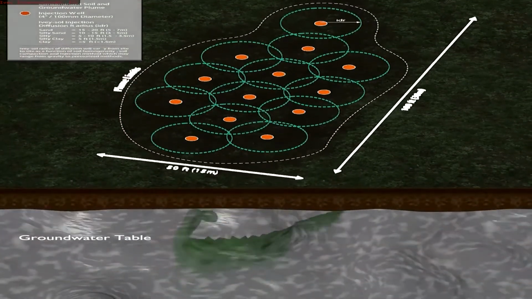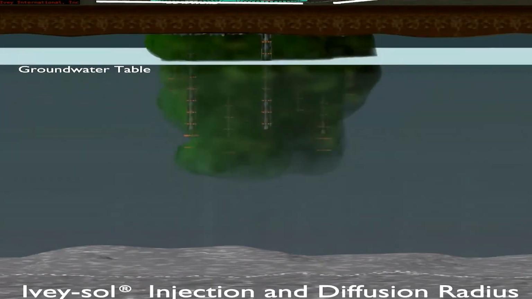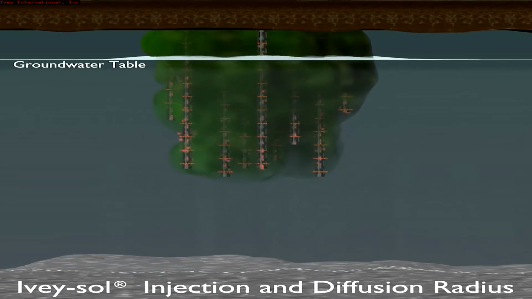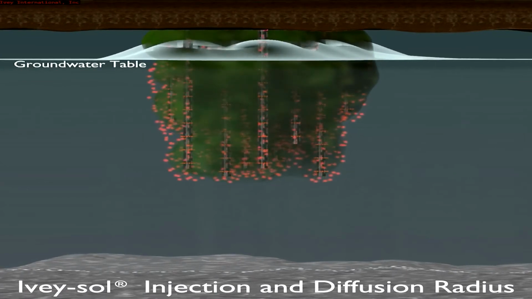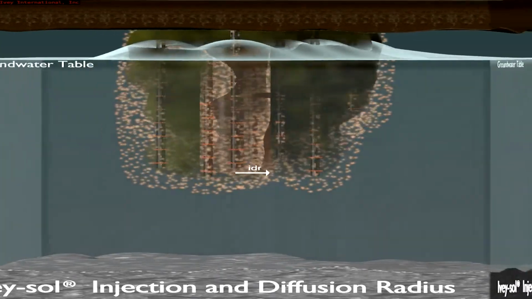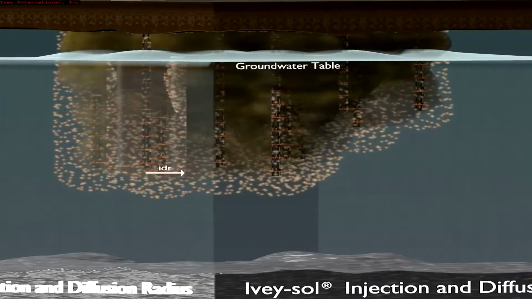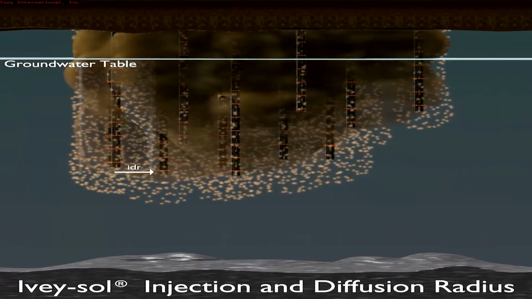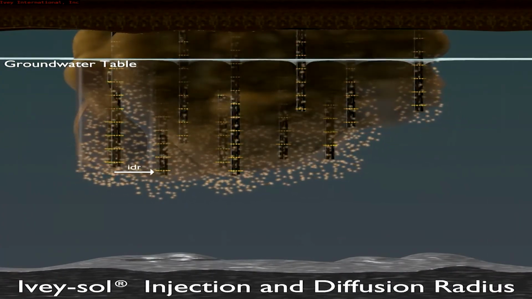We inject the required Ivey-sol at the proper dosage into there. You can often do it by gravity feed. You can use pressure if you like, though it's less often for us. You can cause mounding by just doing the gravity feed or putting a packer in there. You target your zone of contamination. It goes out, and typically there's a residence time of 24 to 40 hours before we extract.